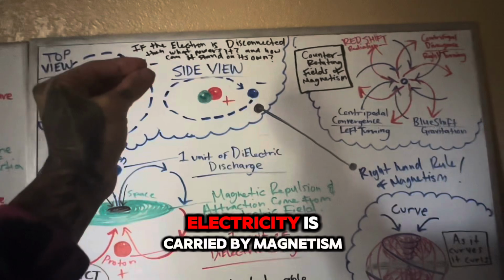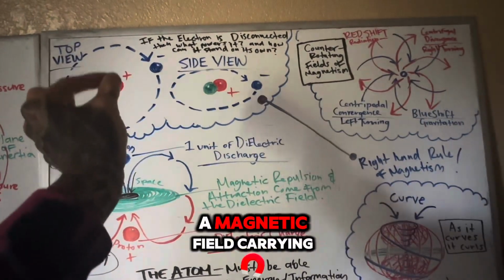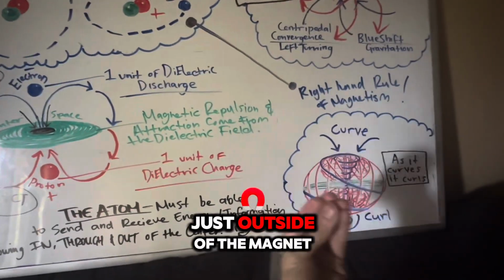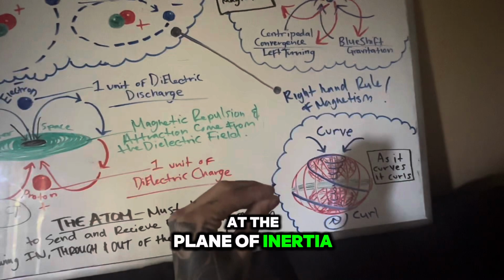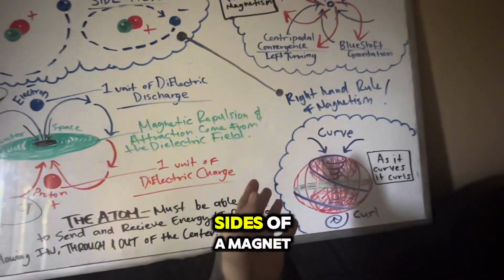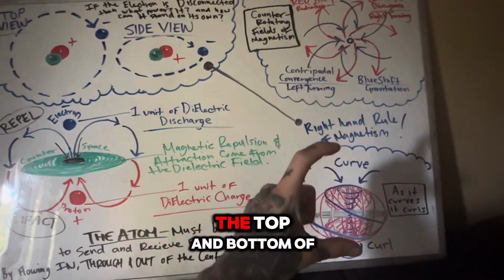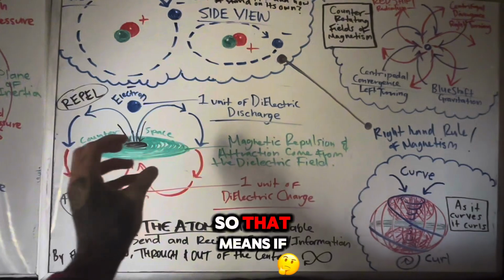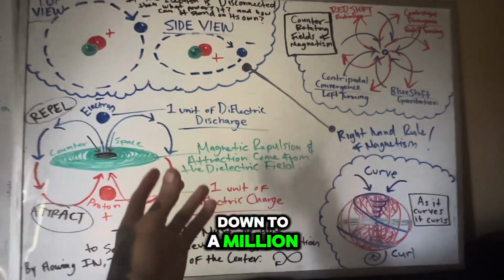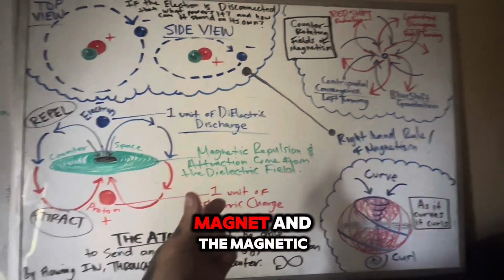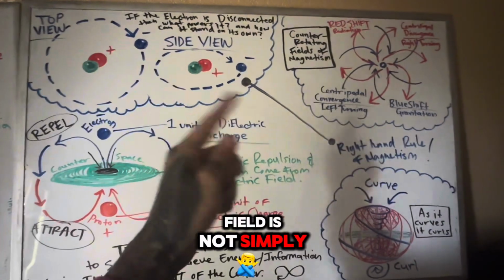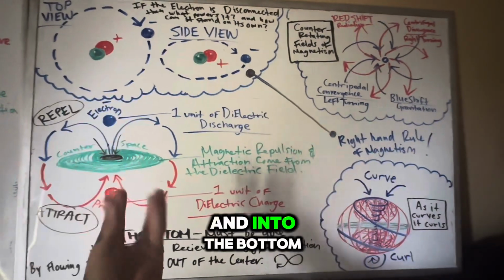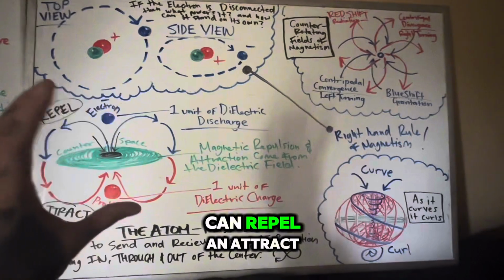We all know that electricity is carried by magnetism, so there should be a magnetic field carrying this electron. Magnetic fields are not just outside of the magnet at the plane of inertia. You don't repel and attract objects from the sides of a magnet. You repel objects from the top and bottom of the magnet, and you can even attract them into the sides. So that means if you have a magnet and you break it down to 1,000,000 pieces into its atoms, each atom is a magnet, and the magnetic field is not simply going around the sides of the magnet. The magnetic field comes out of the top and into the bottom, out of the bottom into the top. That's why your magnet can repel and attract out of both sides.